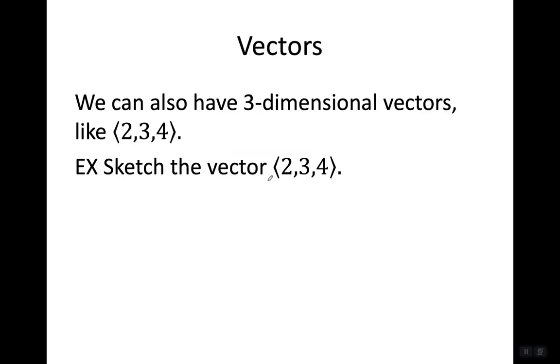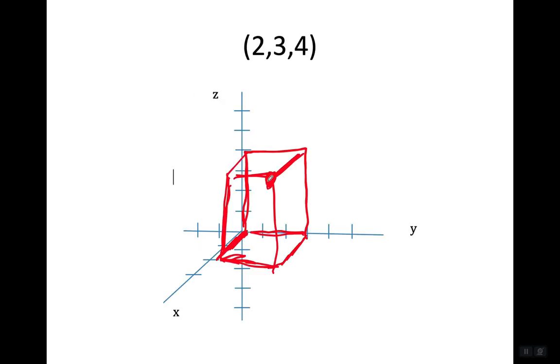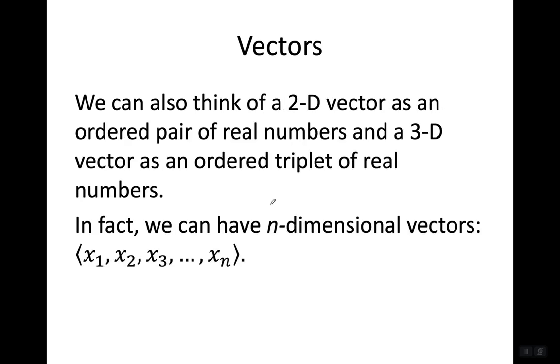We can also have 3-dimensional vectors like 2, 3, 4. Sketch the vector 2, 3, 4. That's just the vector from the origin to the point 2, 3, 4. So there it is. That's the vector 2, 3, 4. We can also think of a 2D vector as an ordered pair of real numbers and 3D vectors as an ordered triplet of real numbers without any reference to geometry. In fact, we can have n-dimensional vectors, x1, x2, x3, ..., xn. It's just an ordered n-tuple of real numbers.